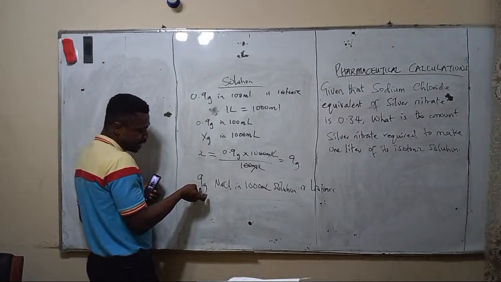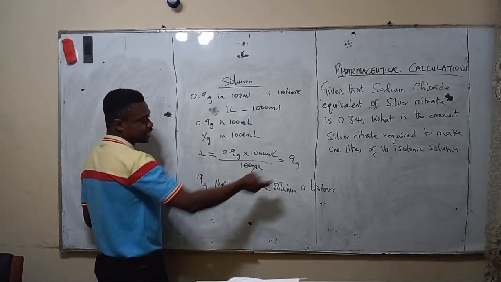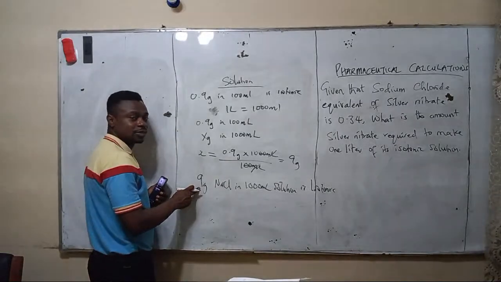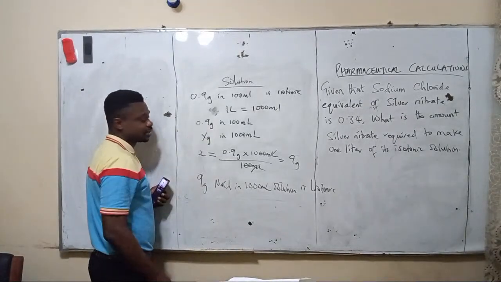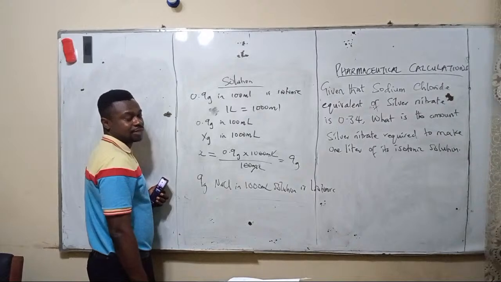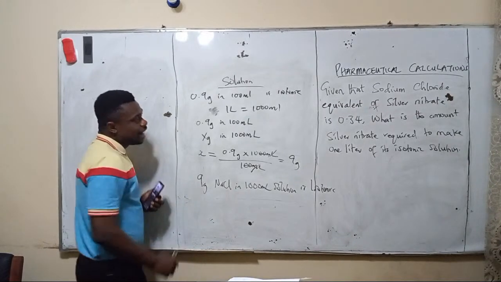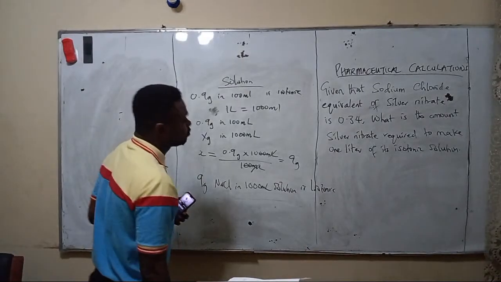So with that at the back of our mind, let us now move. 9 grams of sodium chloride in 1000 ml solution is isotonic. Let's move this 9 grams of sodium chloride to silver nitrate and get our answer in 1000 ml. So we have the sodium chloride equivalent of silver nitrate as what?